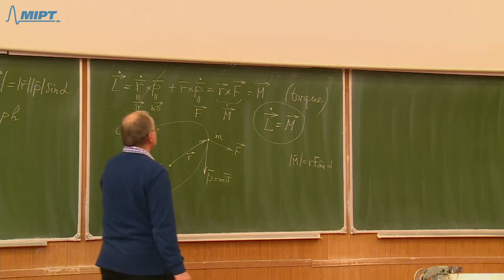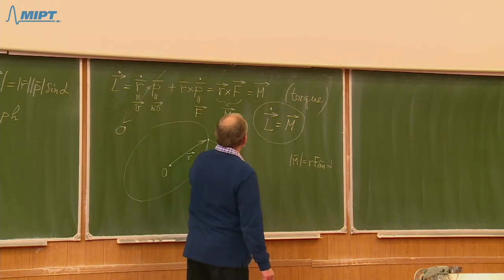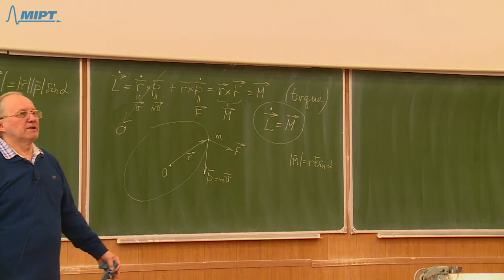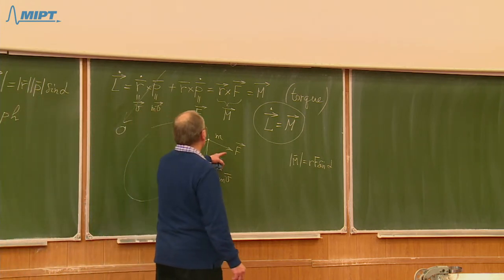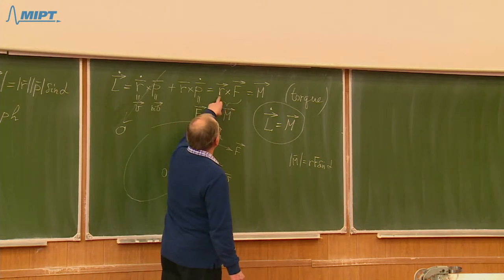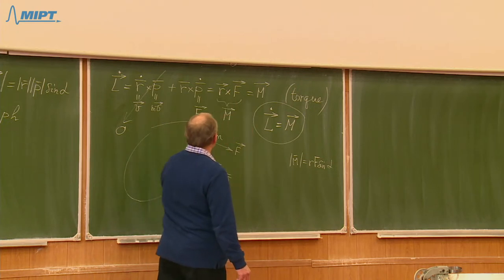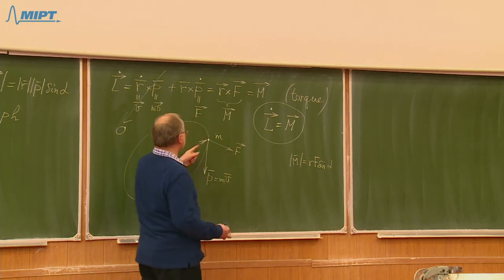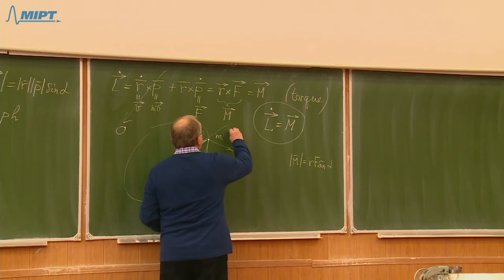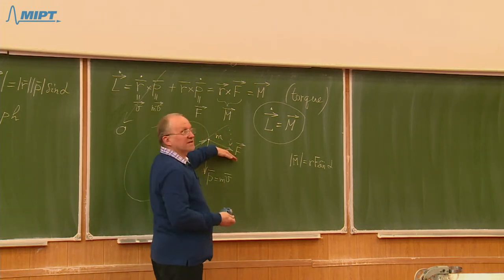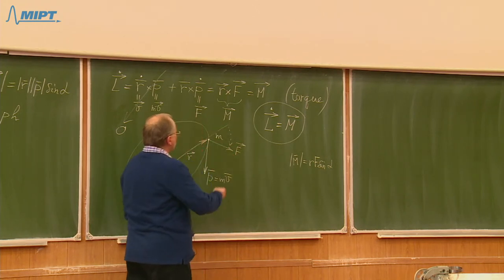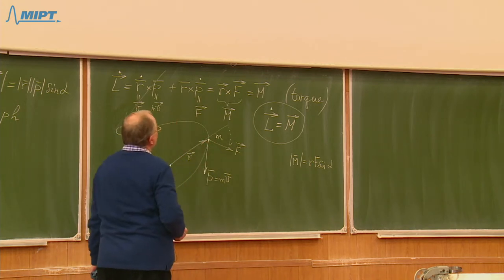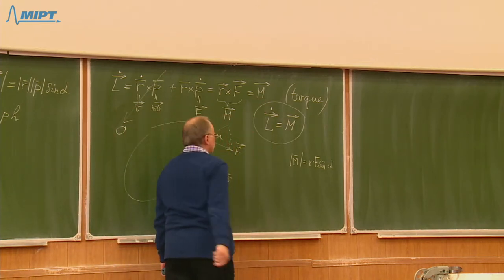But what is the direction of this vector? Every vector has a direction along with magnitude. Any vector is characterized by two quantities, direction and magnitude. So how to find the direction of vector m? You probably remember from mathematics that in order to find the direction, you should turn the first vector in such a way that it coincides with the second vector. The first vector is r, and you should turn vector r in such a way as it should coincide with the second vector. And if you turn in this way the right screw, then the screw will go in the direction indicating the direction of the vector product.